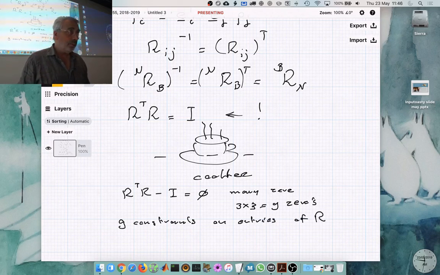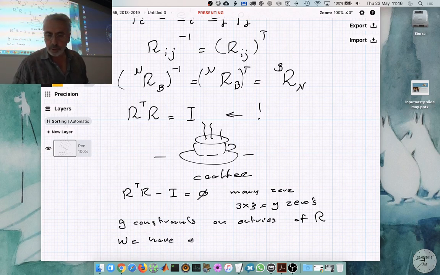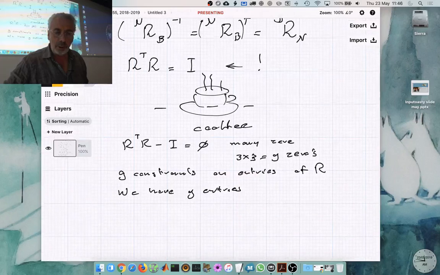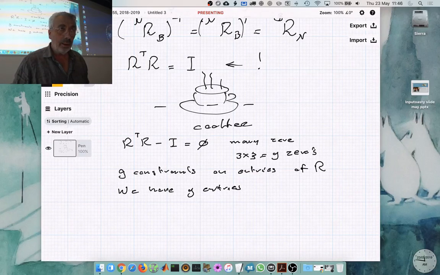How many entries do we have? 9. Yeah, and we have 9 entries. Meaning how many rotation matrices are there then? 1. Only one, eh? That feels a bit strange. I mean, so there's only one matrix, and that is the rotation matrix, and then you're in business.